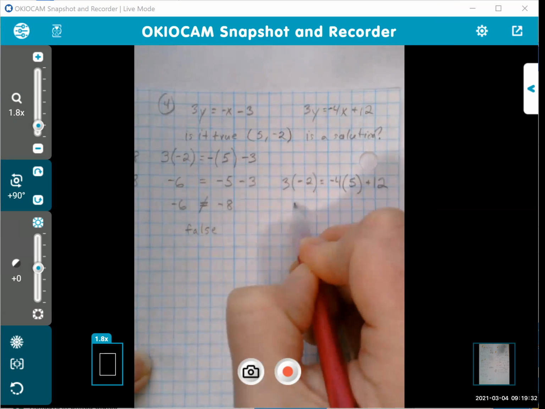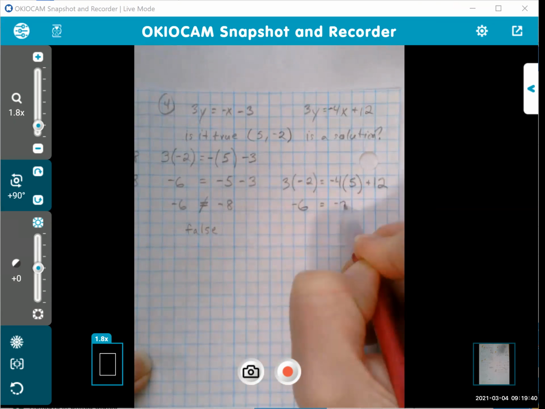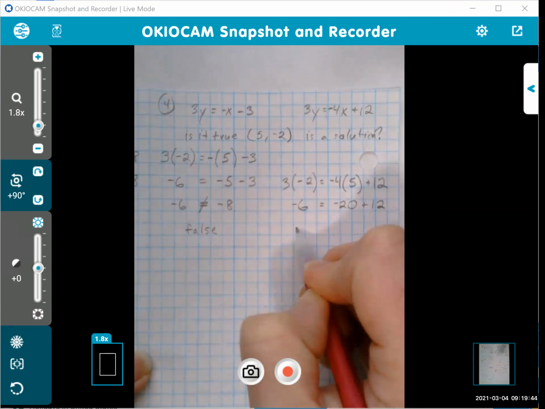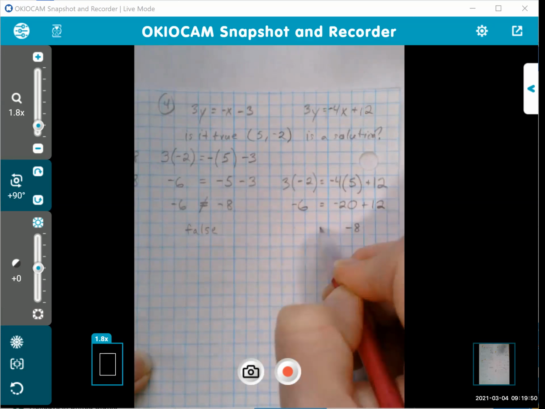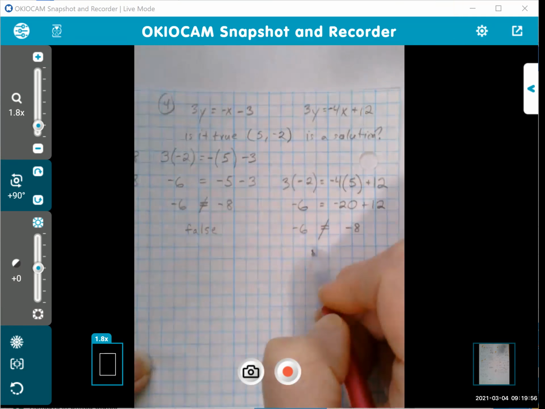Then 3 times -2, which is -6, equals -20 plus 12. And then -20 plus 12 is -8, so that leaves -6 doesn't equal -8. All right, and there's our not equal sign. So our result here as well is false.